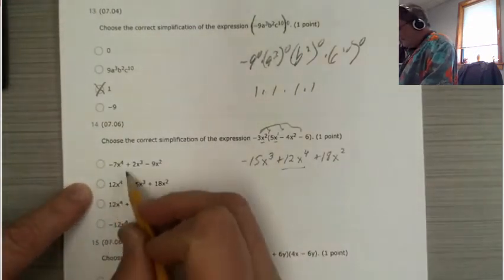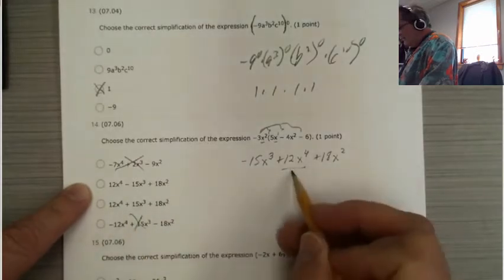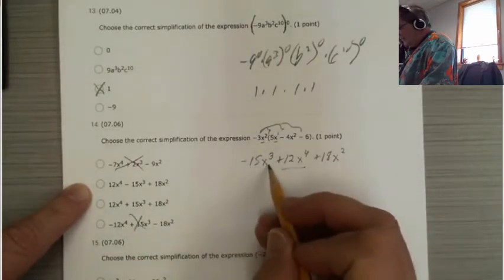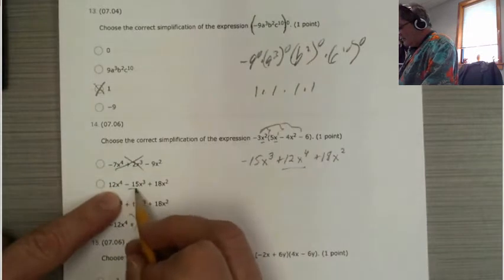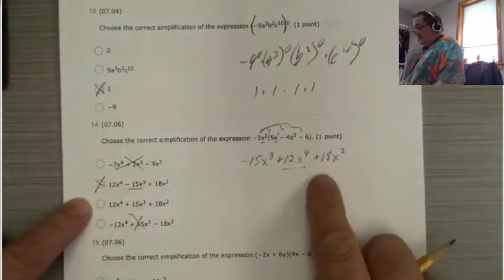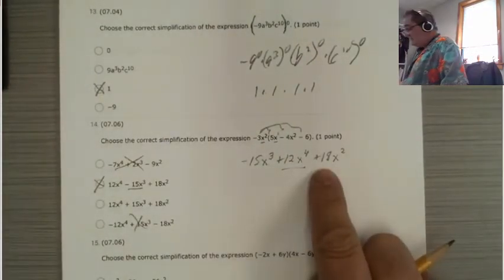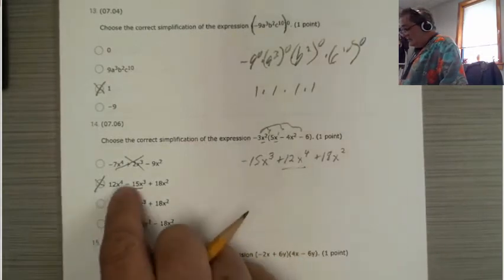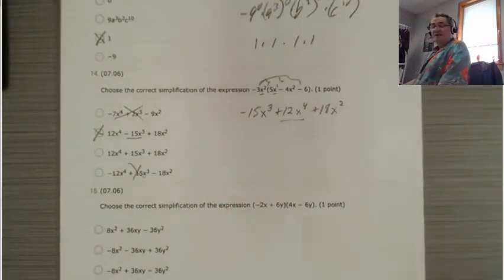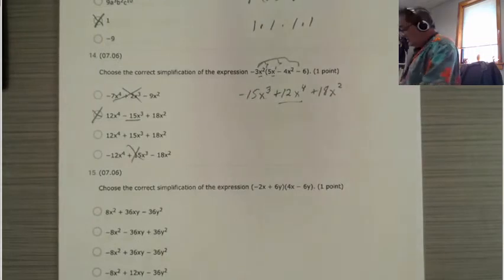That's one of these two, so it can't be that, can't be that. Our second term is minus 15x to the third, up this one. Of course not, and then plus the 18. So this is the second one right there. All right, let's do the last one here on this page.